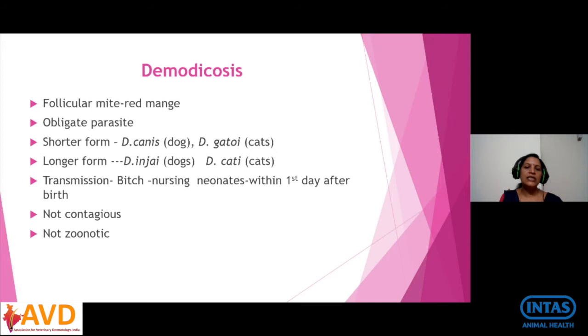There are shorter and longer forms. The shorter form is Demodex canis in the case of dog, and Demodex gatoi in case of cat. Demodex gatoi is a very contagious infection in case of cat. The longer form is Demodex injai in case of dog and Demodex cati in case of cats.